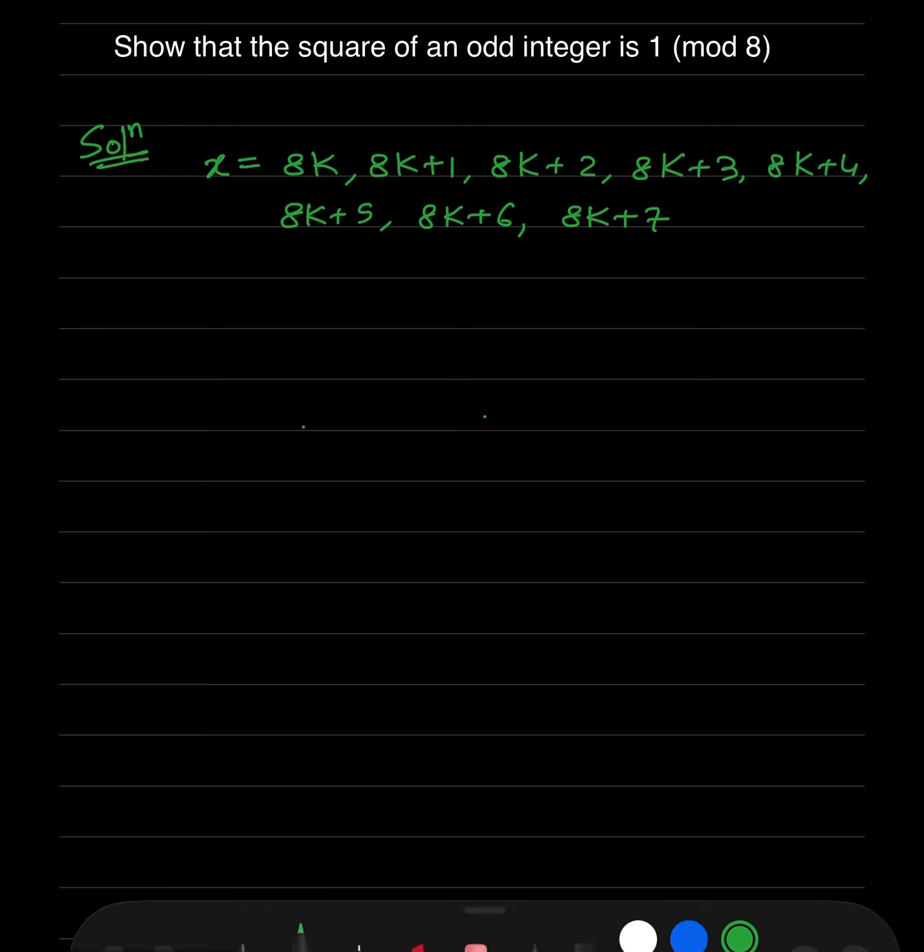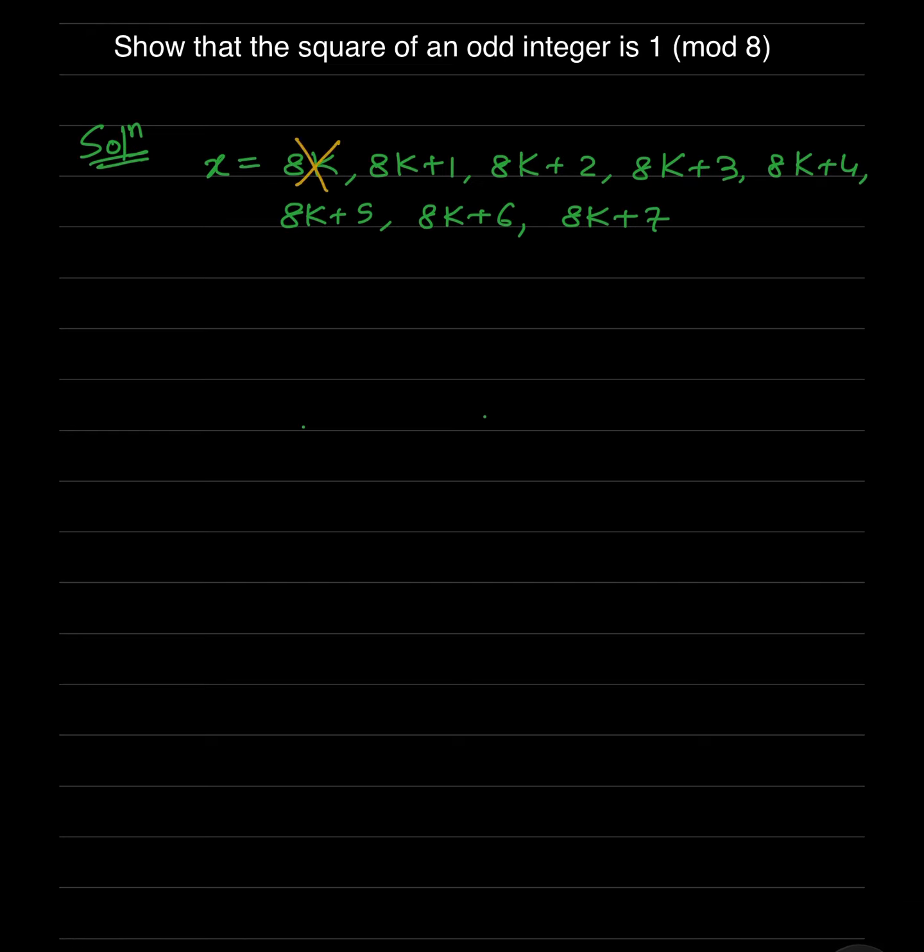But please focus there. What they say is that the number is an odd integer, and since it's an odd integer, all the even numbers I should remove. So I've removed all the even numbers. So I end up getting 8k plus 1, 8k plus 3, 8k plus 5, and 8k plus 7.